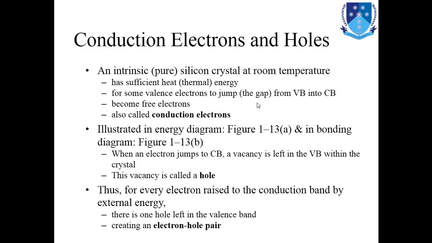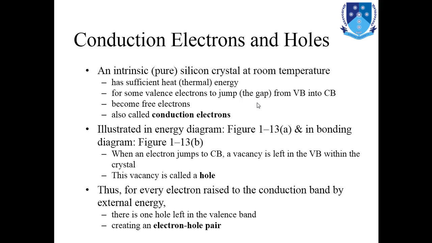The conduction electrons and holes. We will learn what the conduction electrons and holes are. An intrinsic or pure silicon crystal at room temperature has sufficient heat or thermal energy for some valence electrons to jump the band gap from the valence band into the conduction band and become free electrons. These free electrons are also called conduction electrons.